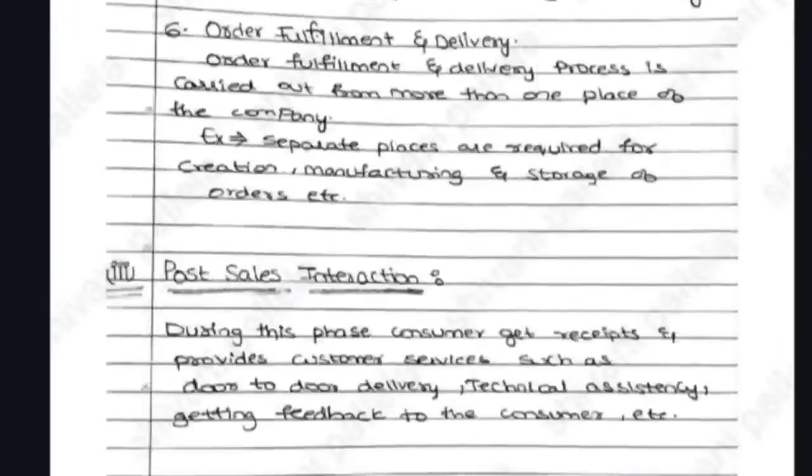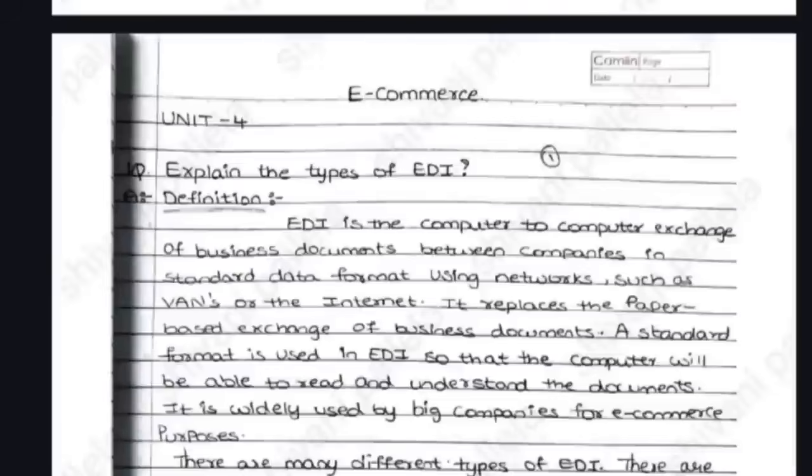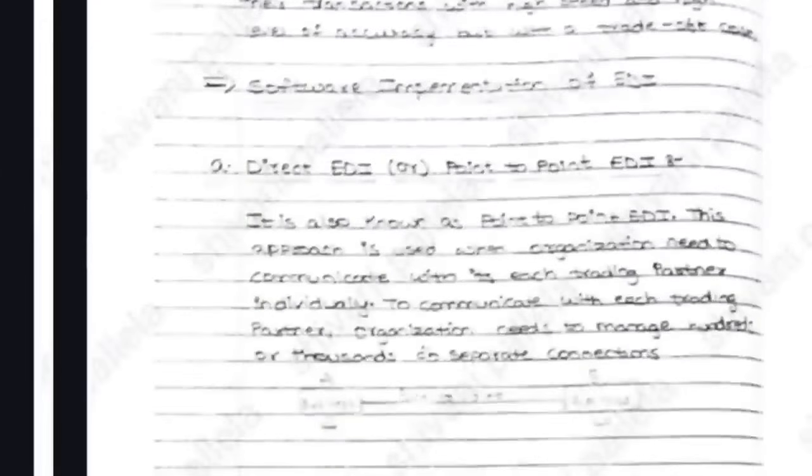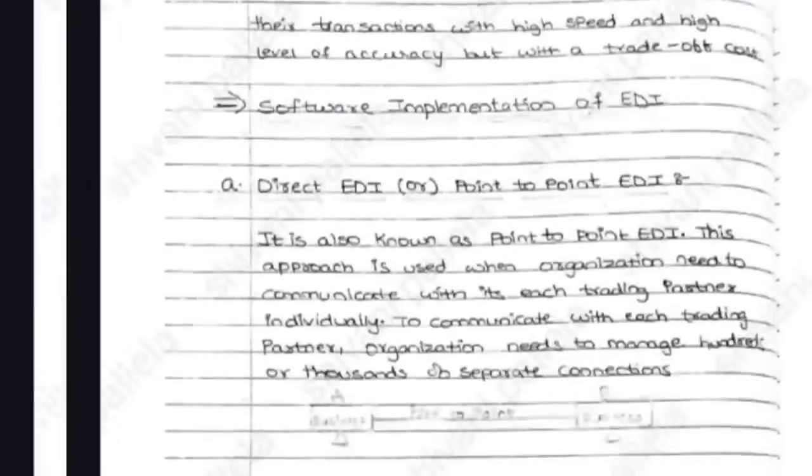From the fourth unit, what are the important questions I have given? Types of EDI. What are the types of EDI we have? Partial EDI and fully integrated EDI. EDI stands for electronic data interchange, right? What is meant by direct EDI? What is meant by EDI VAN? These are all important questions. I have drawn the diagram also, so just check that.